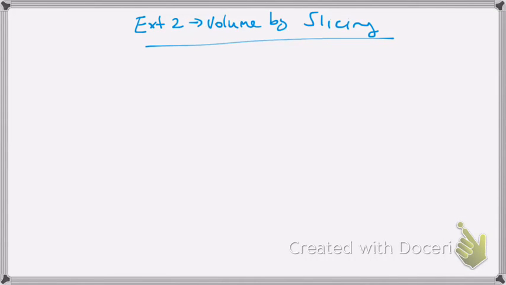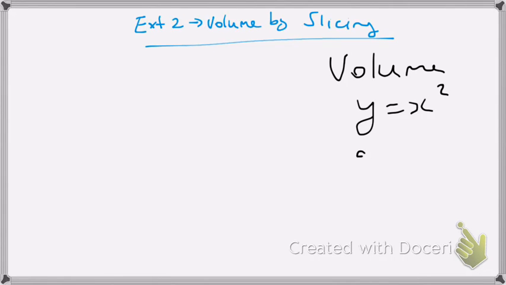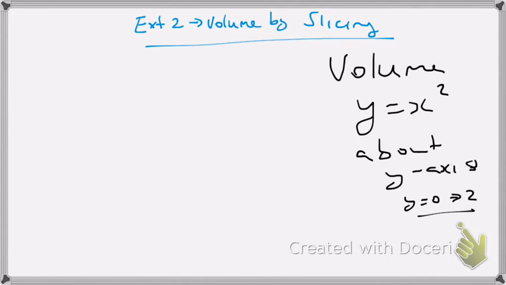It is about finding volumes by slicing. This is probably going to be a bad video because it's hard to draw on this thing in 2 dimensions and I'm about to try and draw in 3. So let's say, for example, that I want the volume of, let's just do one that we already know how to do. y equals x squared about the y-axis, from 0 to 2, just for the sake of picking something.